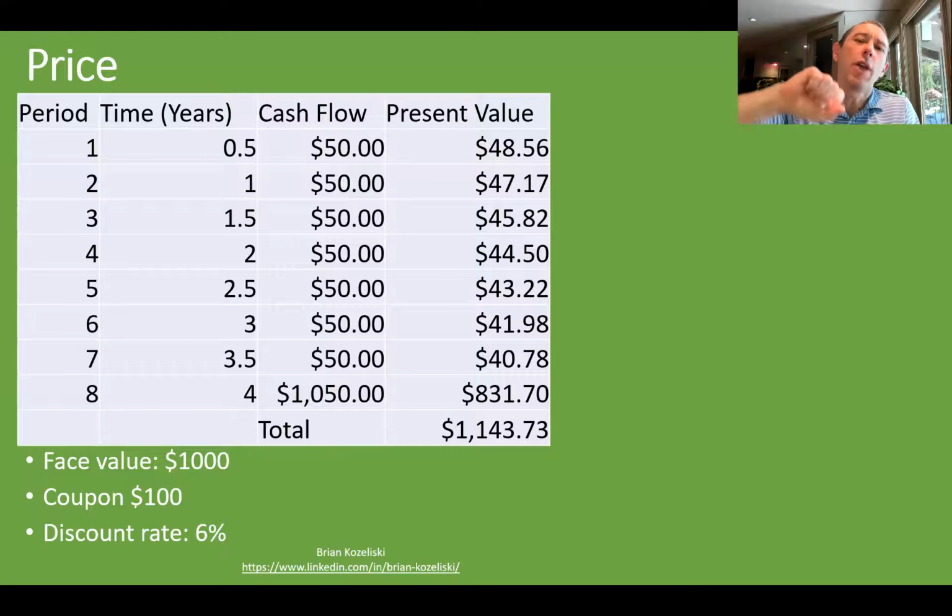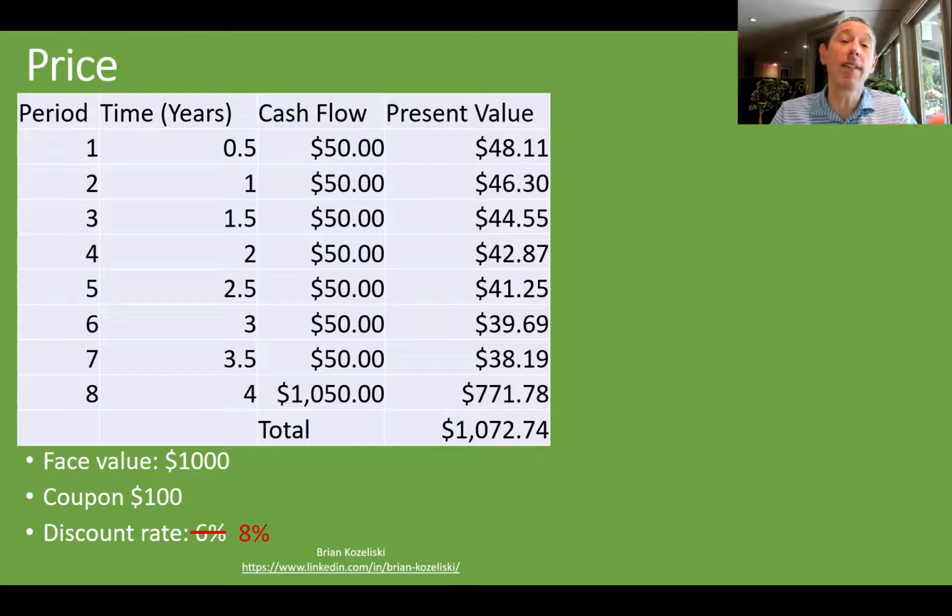Key point here is that the further out that cash flow is, the less it's worth today because you have to wait longer to get it. We get a bond value that we should be willing to pay today of $1,143. This is at a 6% rate. What if we were to change the discount rate to 8%? If we do that, we get these numbers here. Key point here is that as that discount rate goes up, the present value of those cash flows goes down. This bond now is only worth $1,072.